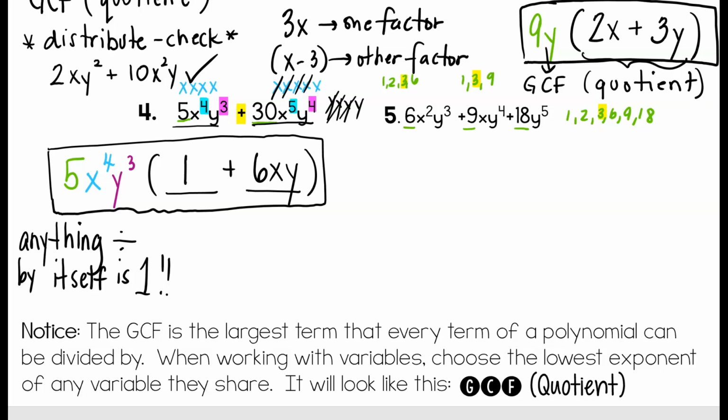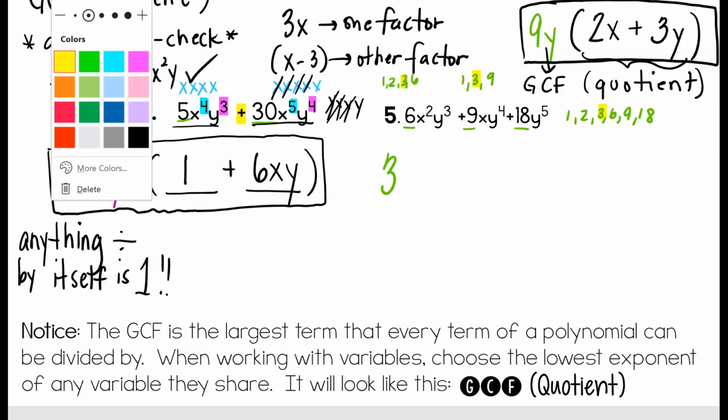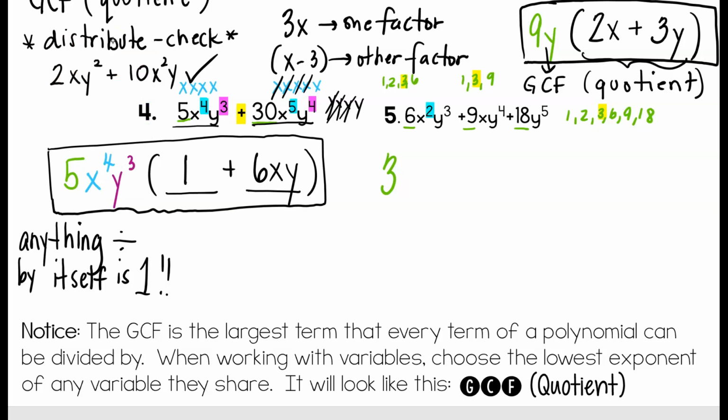Now, the right two have a 9 in common, but the 6 is not divisible by 9. So 3 is the GCF as far as numbers are concerned. But now let's look at our variables. So x here is x squared. This x is really an x to the first. This one doesn't even have any x's. So if all 3 do not have something in common, you cannot take it away. So there are not any x's in common, therefore we move on to the y's.